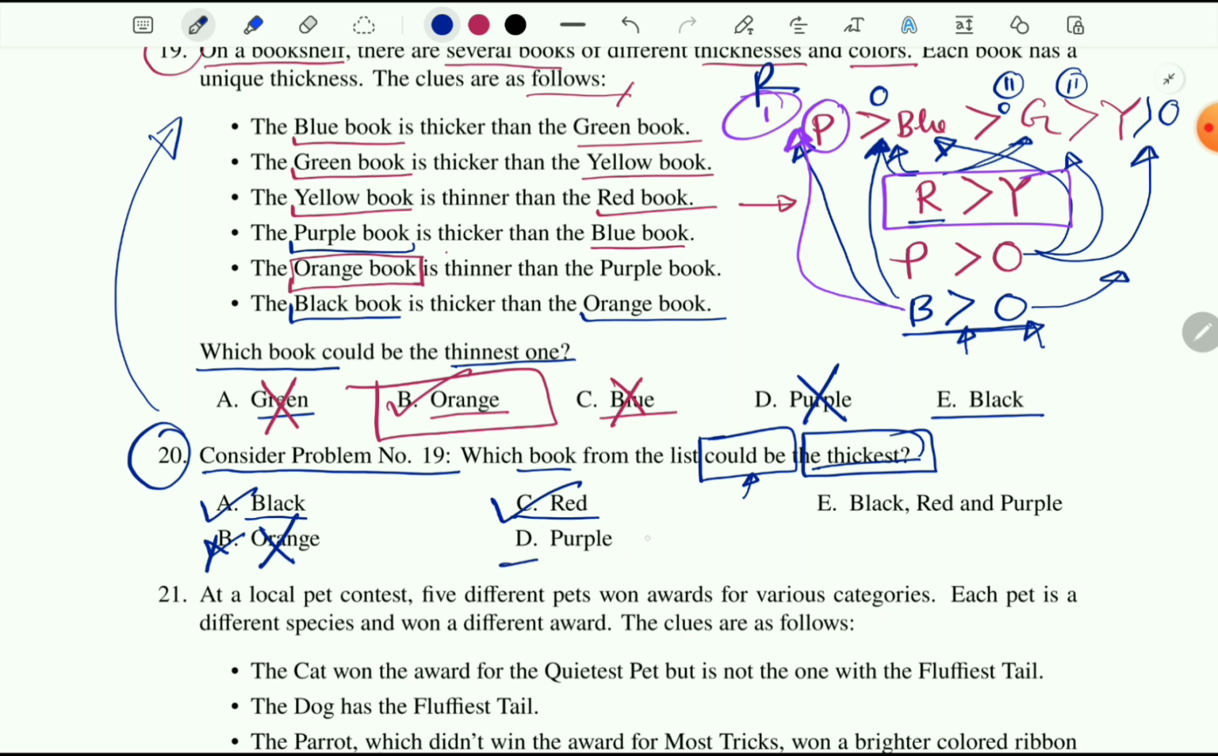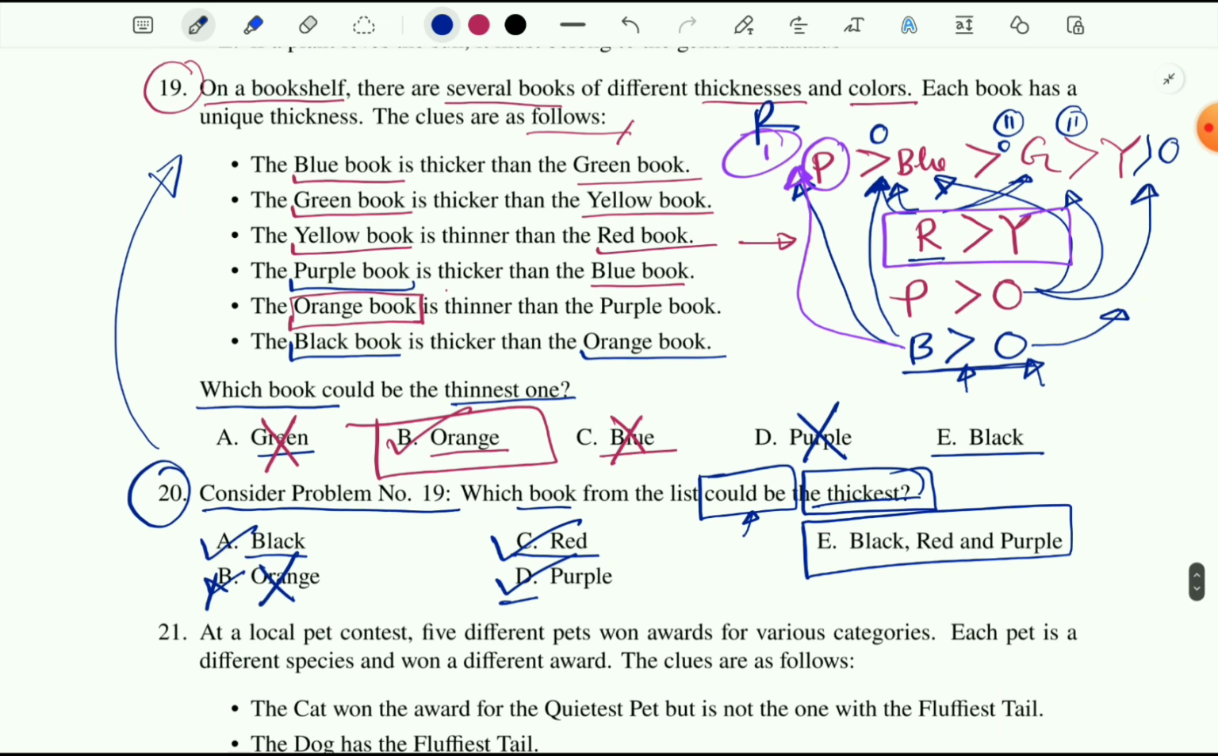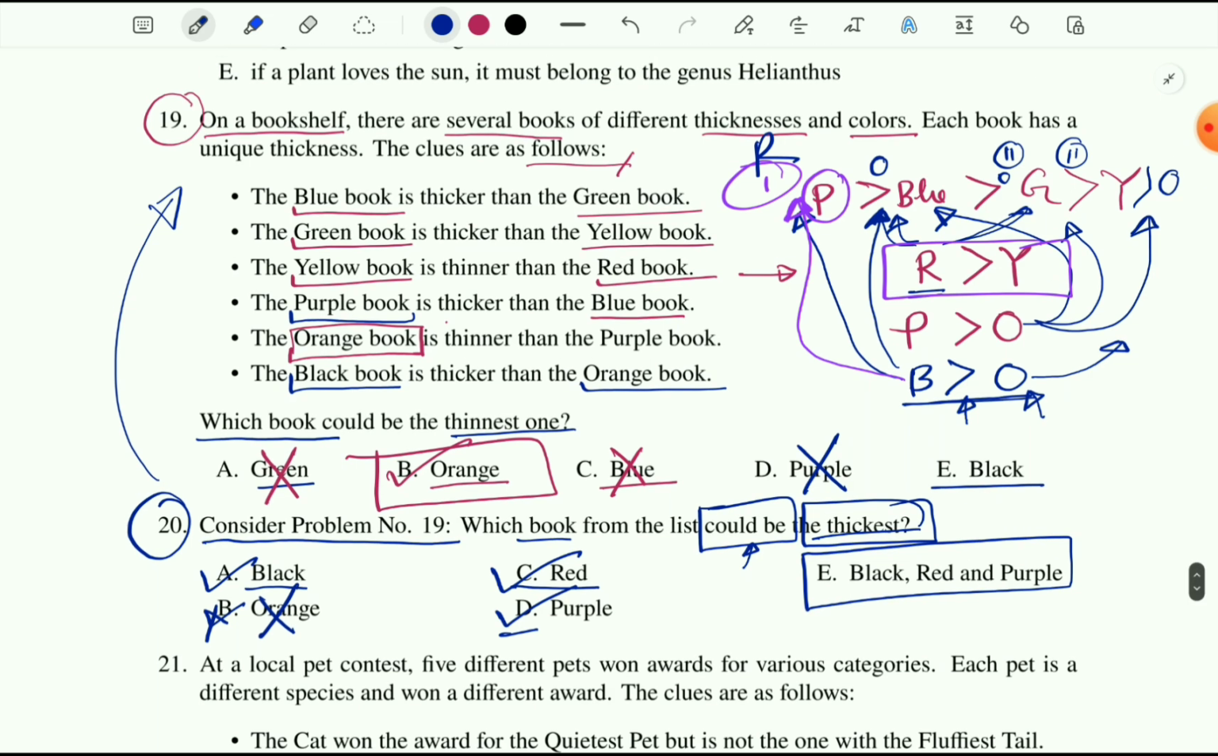Purple. Yes, if we keep black and red in between the purple and orange, then yes, purple can be the thickest one. Therefore, our correct answer is option E. Black, red and purple could be the thickest one. So for your better visualization and understanding, now we'll discuss the explanation and answers from these books. So let's go there and understand in a more visualized way.